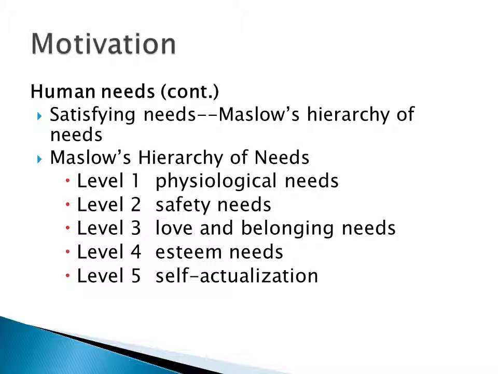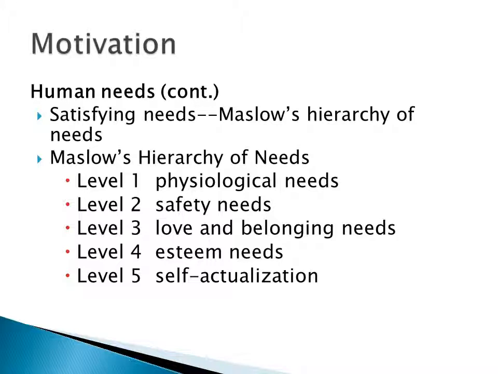The first level is physiological needs. This would be having a warm place to sleep, having food, and being taken care of. These are your basic physiological needs that you need to thrive. When these needs are met, the second level would be safety needs. That would be having a safe environment where you can be nurtured and grow.